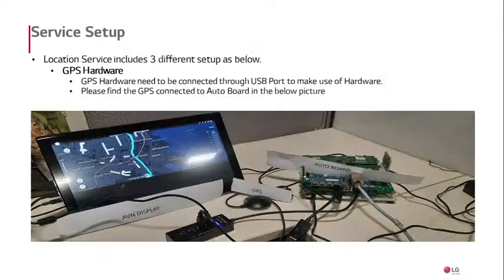Service setup. Location service includes three different setups as below. One is GPS hardware, another one is the network positioning system, and another one is LBS. Now the GPS hardware, where do we connect it? GPS hardware needs to be connected through a USB port to make use of the hardware. Please find the GPS connected to the USB port in the below picture. This is the GPS hardware which we have directly connected to the port below.